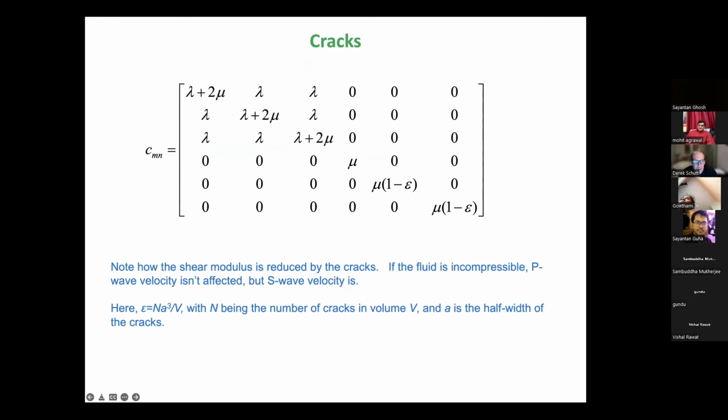If these are fluid-filled cracks, the P wave velocity is not affected, but S wave velocity is affected. So we have a further reduction in the shear wave velocity. Also, we can find in cases where there's melt, it will often form films, and these films can produce anisotropy as well.